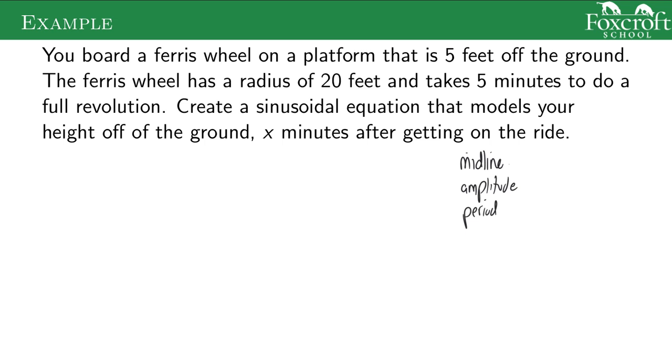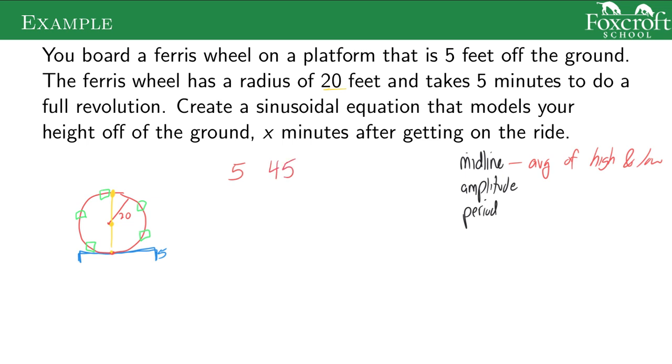To find the midline, you take the average of the highest and the lowest values that you're going to experience in whatever your situation is. In our situation, the lowest you're going to be while riding the Ferris wheel is 5 feet off the ground, because right when you get on at the bottom, you're on that platform, 5 feet off the ground. The highest you're going to be is straight at the top. How tall is that? To get from the bottom of the Ferris wheel to the top, you do the radius twice. The radius gets you to the middle, and another radius gets you to the top. So the highest value is 45.